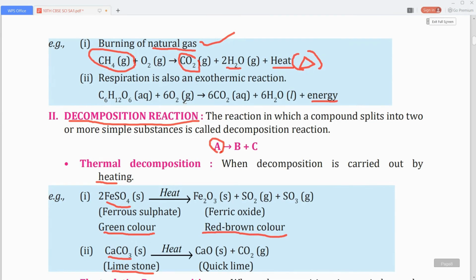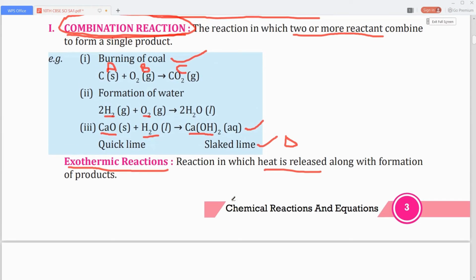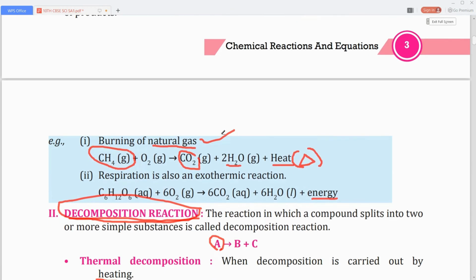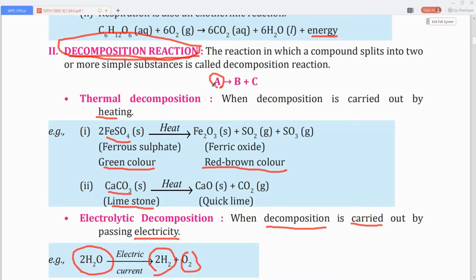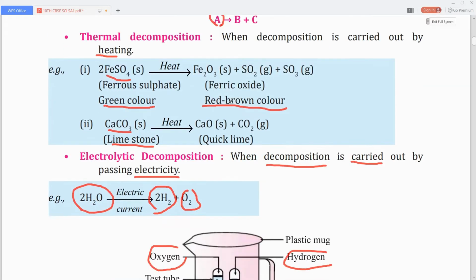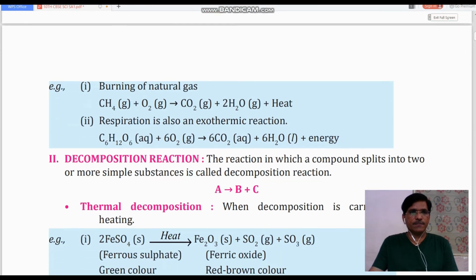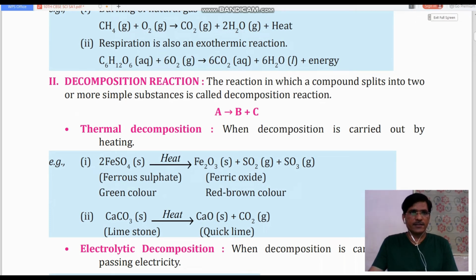And second is decomposition reaction. In the first reaction, two or more reactants combine to form a single product. And in a decomposition reaction, a compound is split into two or more simpler compounds. Decomposition reaction has three subtypes: thermal decomposition, electrolytic decomposition, and photolytic decomposition. That is combination and decomposition reaction.